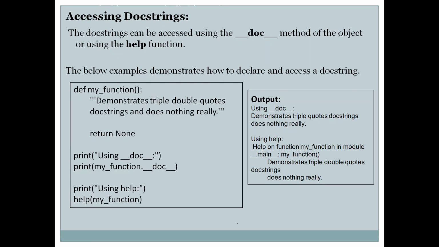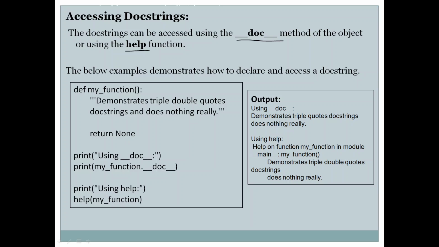Okay, next is accessing docstring. How can the docstring be accessed? Once you declare the docstring inside the function or classes, how can it be accessed? The docstring can be accessed by using the predefined __doc__ attribute of the object, or it can also be accessed by using one more function called help. By using those methods or functions, we can access the docstring.